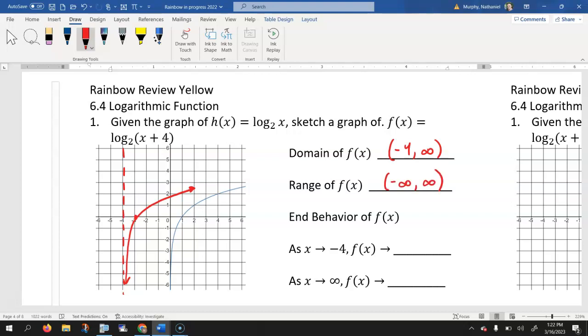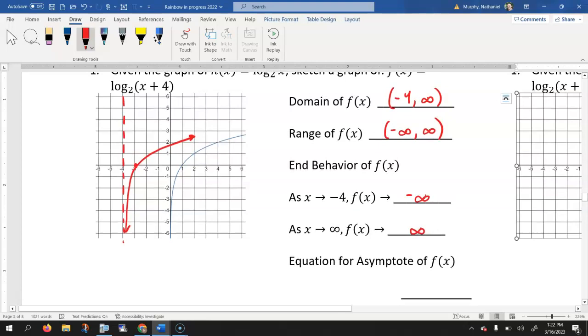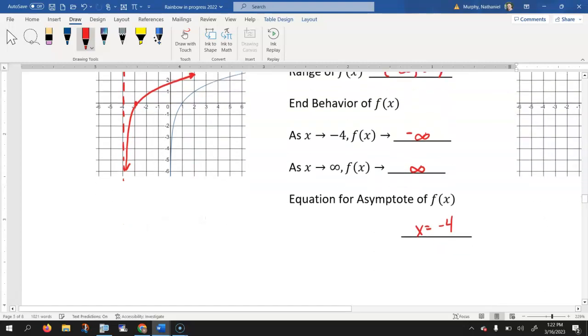And the end behaviors, x approaches -4, so that would mean on the left side of the graph, it's going down towards -infinity. As x approaches infinity, the graph on the right side is continuing to go upwards, so it approaches positive infinity. And unlike the previous examples that you did in the pink section, these are not horizontal asymptotes, these are vertical asymptotes. These are going to be in the form x equals, and it would be x equals -4 for this first one.